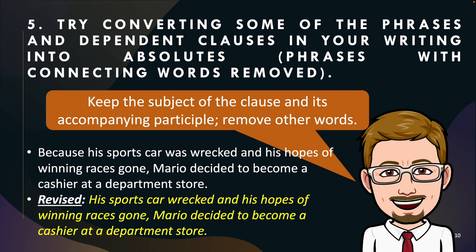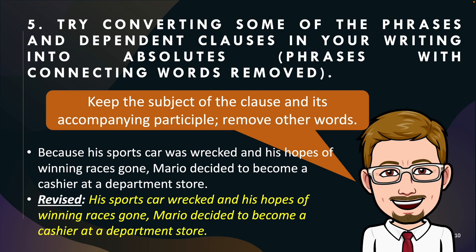So if we wanted to take out words such as because, for example, right? I would write, his sports car wrecked and his hopes of winning races gone, comma, Mario decided to become a cashier at a department store.